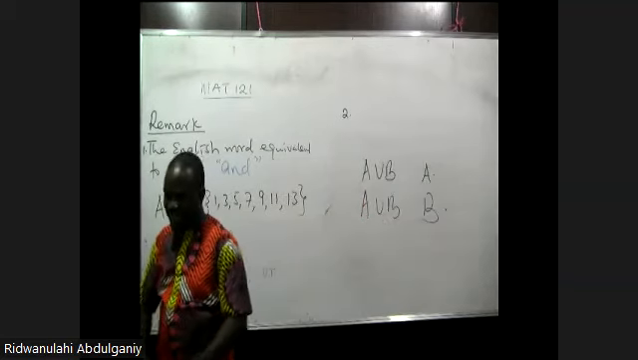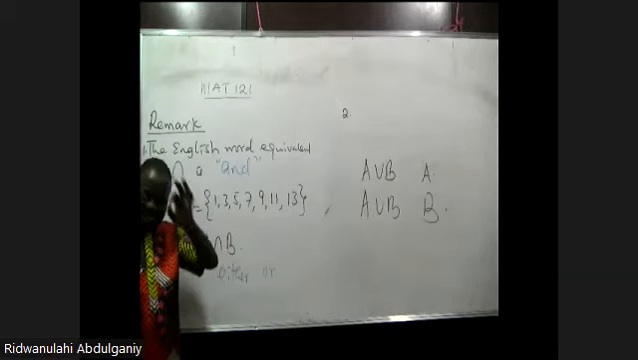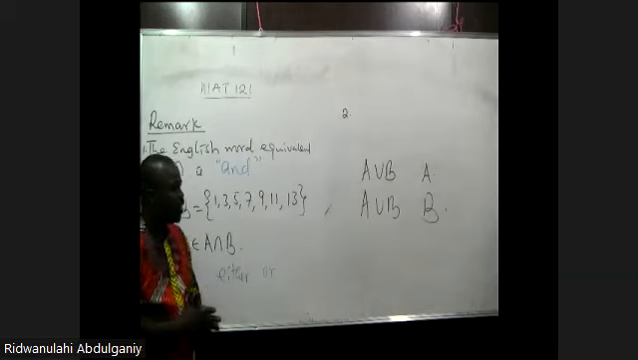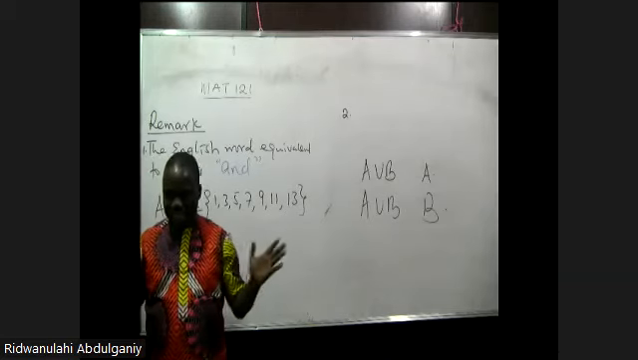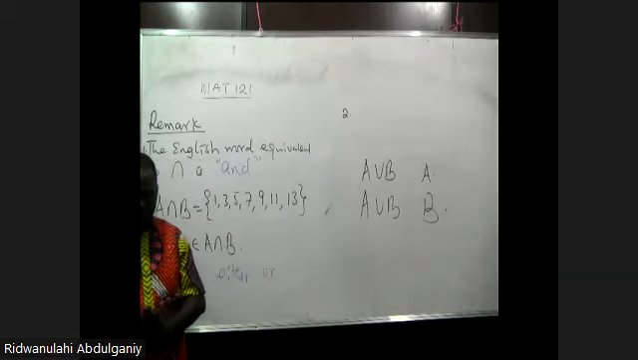A union B is a set. It's one set. A is a set. B is also a set. Is A union B a subset of A or superset of A? Which set is larger? A union B or A? Let me start that way.